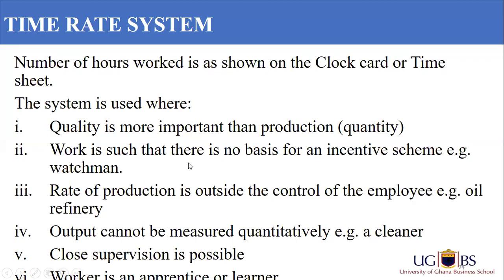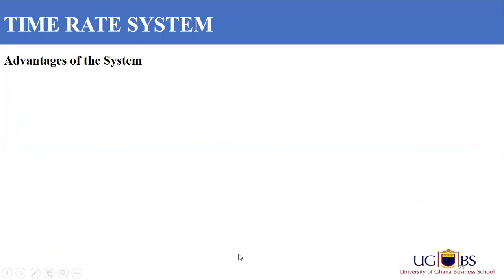Work is such that there is no basis for an incentive scheme or like a watchman to watch over you. So rate of production is outside the control of employee. Example, oil refinery. So it is used where output cannot be measured quantitatively, especially a cleaner or teachers and the like. It is used where close supervision is possible. And then where the worker is an apprentice or a learner.